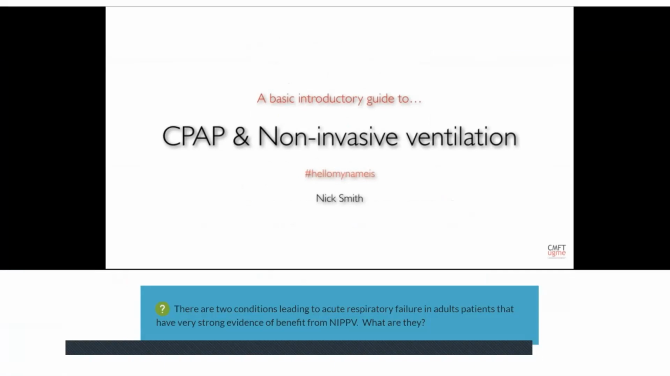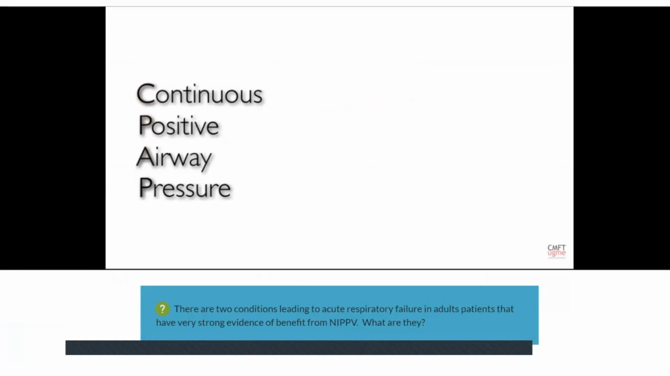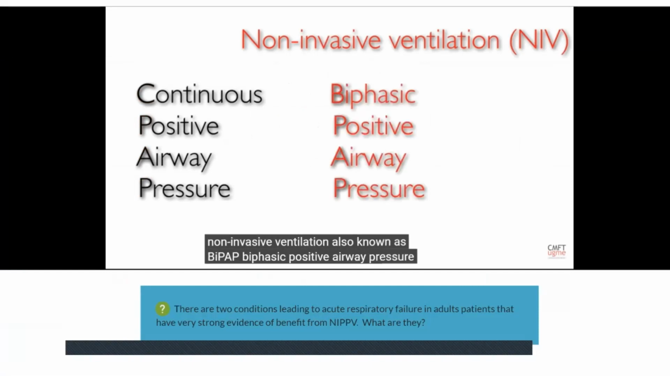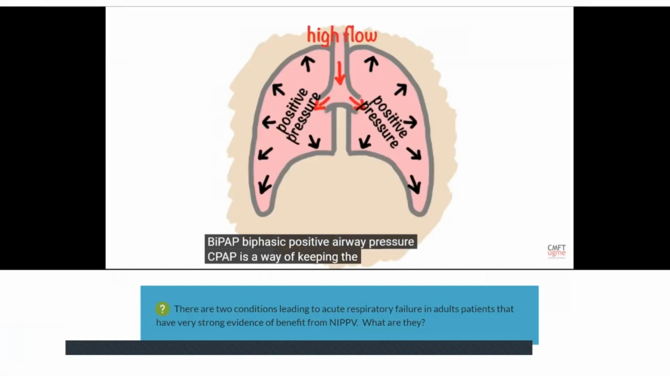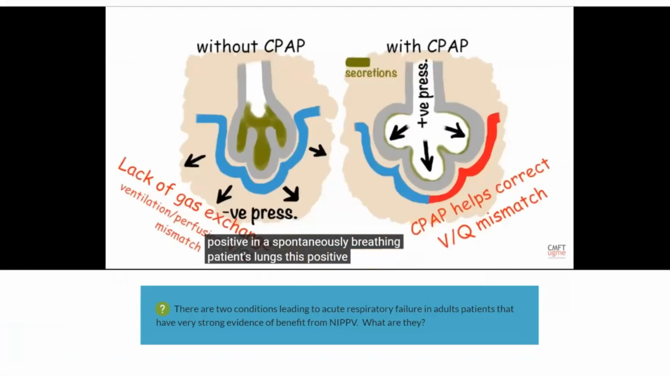Hello, my name is Nick, and in this video we're going to look at CPAP, continuous positive airway pressure, and non-invasive ventilation, also known as BiPAP, biphasic positive airway pressure. CPAP is a way of keeping the pressure positive in a spontaneously breathing patient's lungs. This positive pressure helps keep the smaller airways and alveoli open, which allows for additional gas exchange to take place by recruiting areas of the lung that might otherwise have collapsed down.